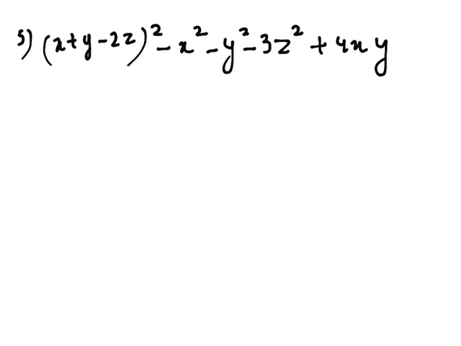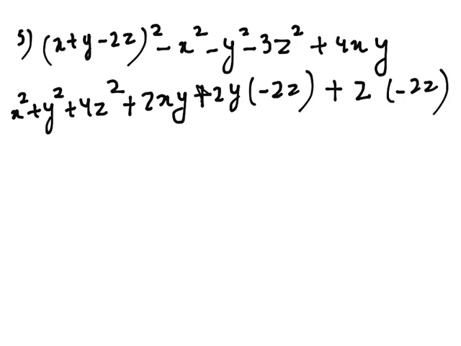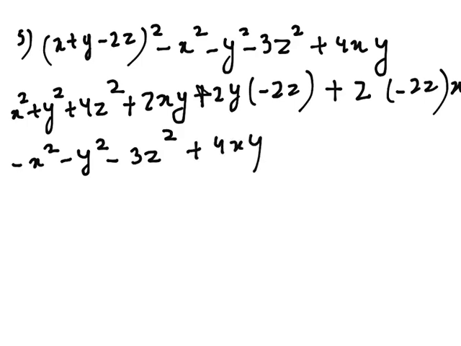So let's start by expanding this. We can expand it like x² + y² + 4z² plus 2ab, which will give us 2xy, plus 2bc, where b is y and c is −2z, plus 2ca, where c is −2z and a is x. Next we have − x² − y² − 3z² + 4xy.